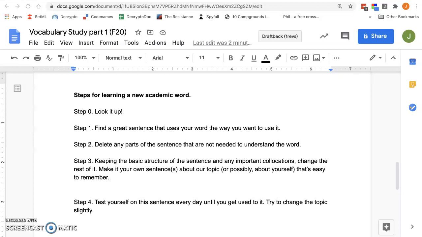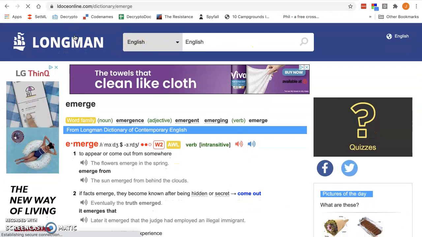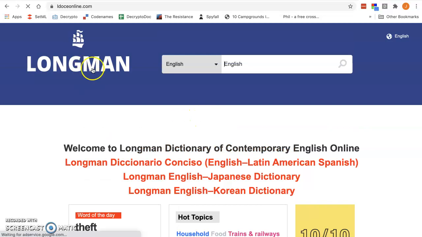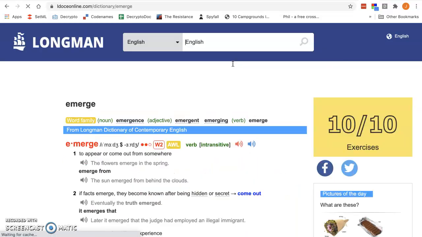For this video, I'm going to choose one word that shows up in a reading that we have for this week in my class. The word is emerge. So step 0, I'm going to start with step 0. Let's say I don't know what the word is at all. Obviously, I have to just look it up. And the dictionary I'm using today is my favorite dictionary. It's called Longman Online Dictionary. It's great for ESL speakers, but it's also great for anybody, really. It's fantastic. So I'm going to type in emerge.